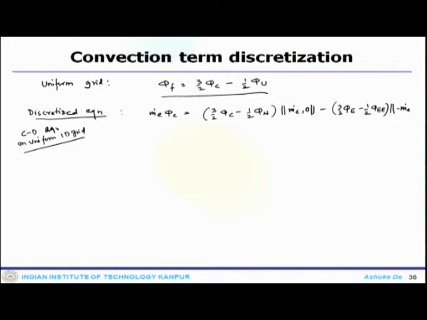multiplied with minus m dot E 0, and then similarly you get m dot W phi W equals 3 by 2 phi C minus phi E by 2 multiplied with m dot W 0 minus 3 by 2 phi W minus phi W W, now multiplied with m dot W 0. Now, this you substitute in the discretized equation that we have obtained earlier.